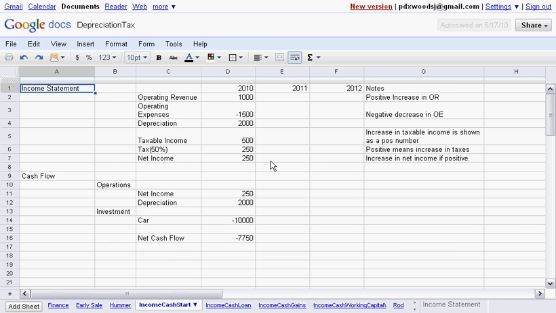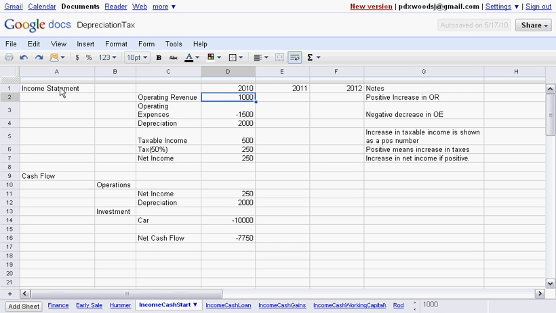So let's start with our income statement, which is up here at the top. We're going to simulate the purchase of a vehicle, and again this is just a $10,000 car. What we're going to be doing here is identifying what changes in the income statement because we're purchasing the car. So we're looking at all the consequences of this particular purchase.